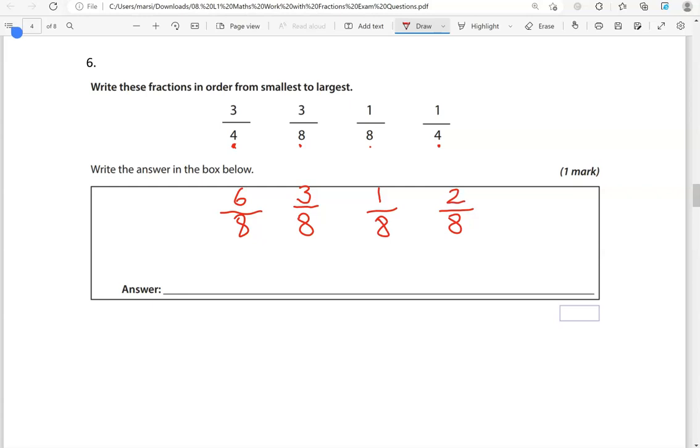Now we can easily put them in order, starting with the smallest. So the smallest of them all will be 1/8. Then we will have 2/8, which is written as 1/4. Then we'll have 3/8. Then 6/8, which is written as 3/4.